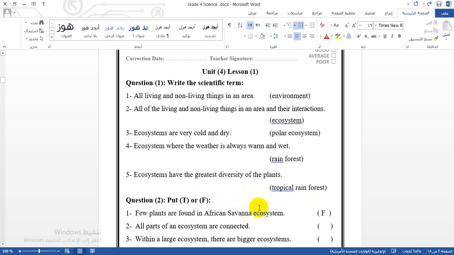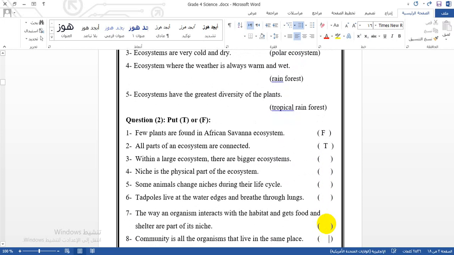Okay, guys, let's go to the next question now. All parts of an ecosystem are connected. All the parts of an ecosystem are connected to each other. Do you think that it's correct? Sure, it's correct, because you know that the parts of an ecosystem are connected with each other because there are interactions between them. For that reason, the parts of the ecosystem are connected. Okay, because there is interaction, right? So let's go now down a little bit.